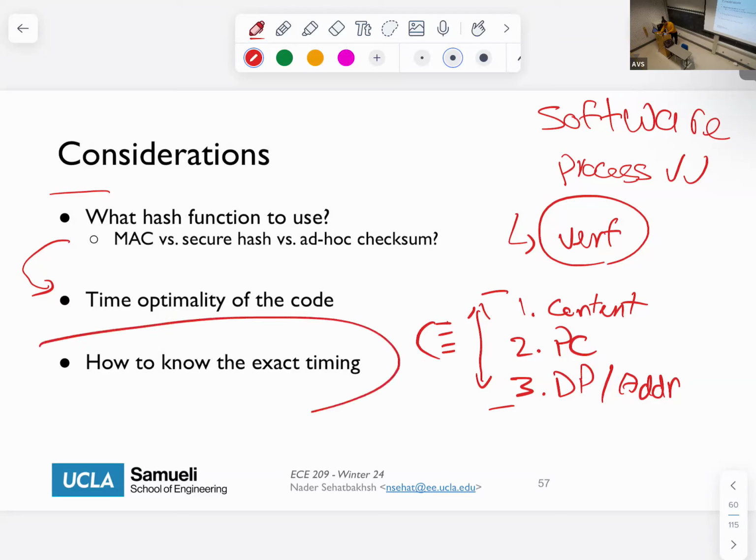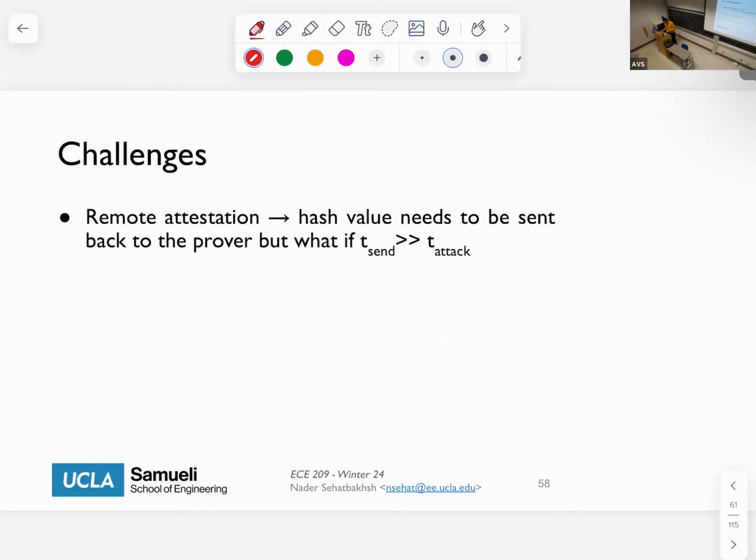And we need to figure out that exact timing, because I want to say that if this is the threshold I have in my system, the timing for doing the attack should be much, much larger than this threshold. Otherwise, I cannot distinguish the difference between attacks and defenses, right? In other words, I need a hash computation, or in general a remote attestation protocol, such that my T of attack is much, much larger than the T of hash computation, okay?